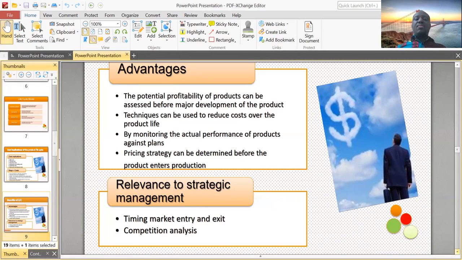Another thing is that this model also helps you to understand the costs associated with each stage of the product's life, like we discussed earlier. So by understanding these costs, you can devise strategies or techniques that you can use to reduce the costs.